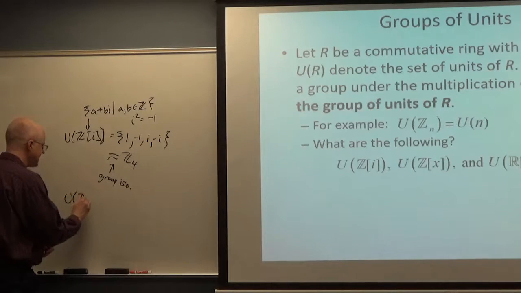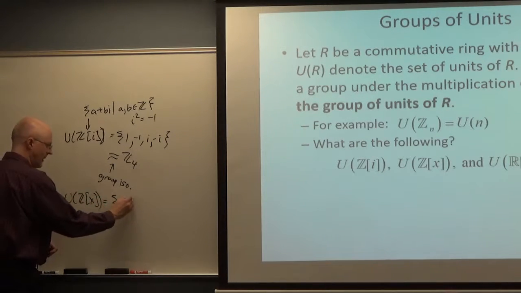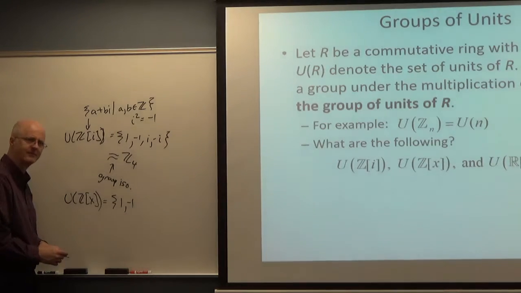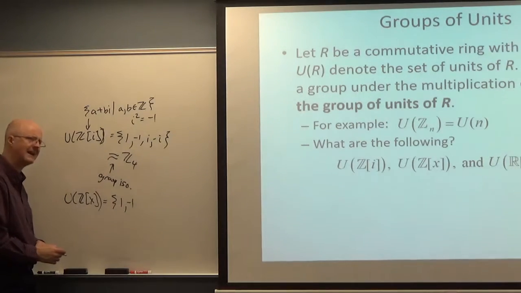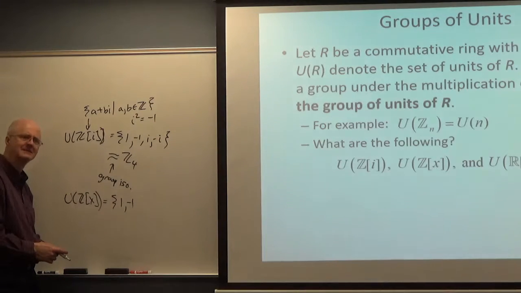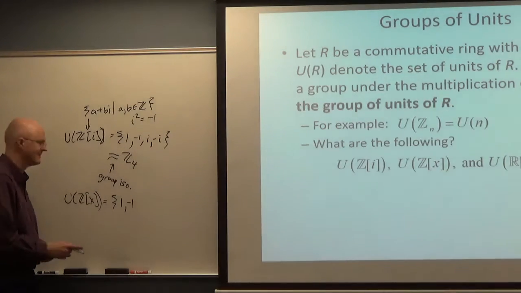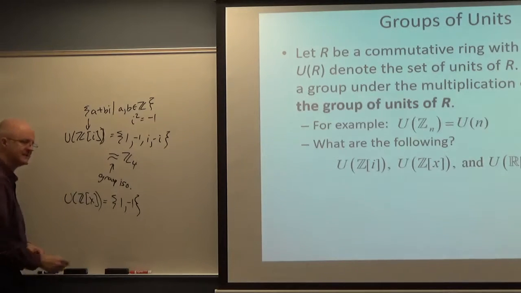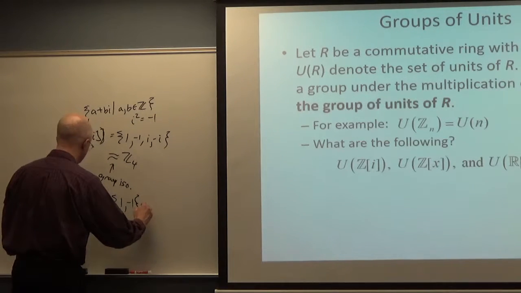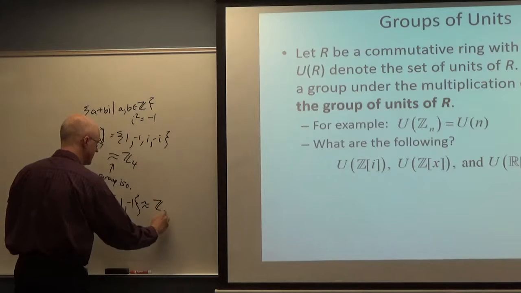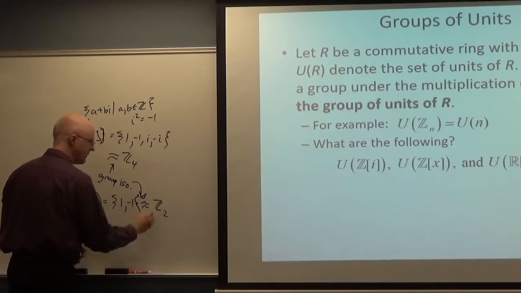U of Z[x] contains 1 and -1 as constant polynomials. Does it contain any others? You might think by analogy that maybe it contains x and -x. But no, it doesn't. That's it, 1, -1. It's a 2-element set, and as a multiplicative group, it's isomorphic to Z2. That's also a group isomorphism.